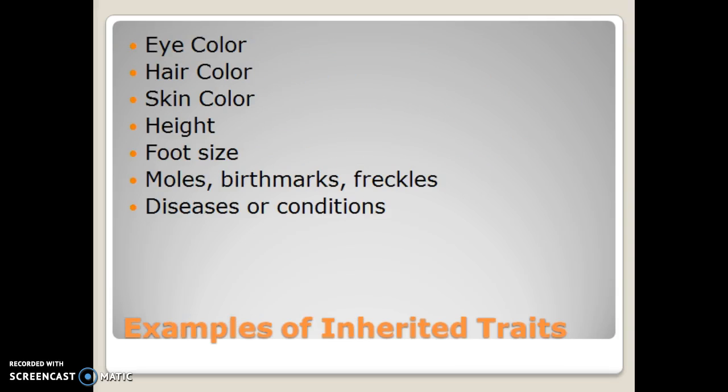Well, your eye color. Your eyes came from mom and dad. The color of your hair, your skin color, your height, your foot size, if you have a mole, a birthmark, freckles. Some people have diseases. Some people have conditions. All of these come from mom and dad. These are what's going to tell you who you got it from.